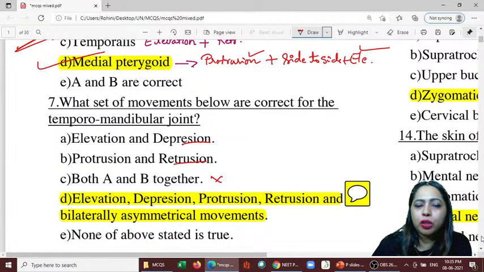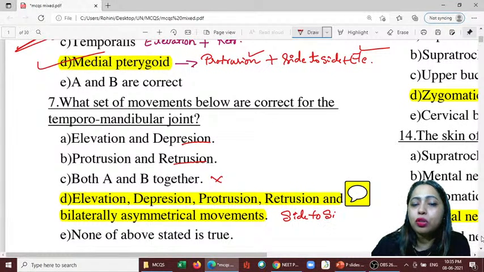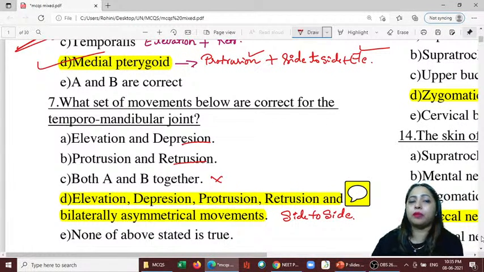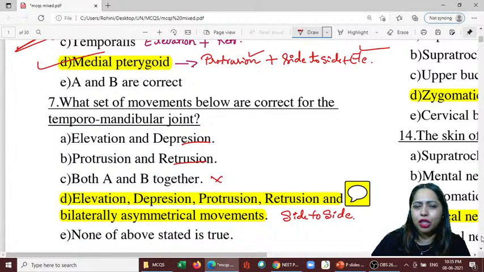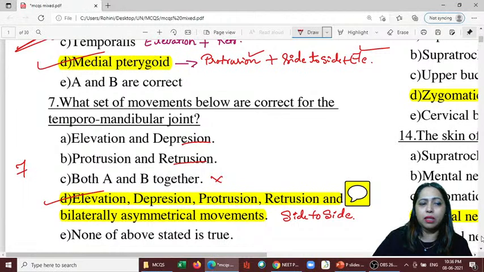Elevation, depression, protrusion, retrusion, and bilaterally asymmetrical movements. So asymmetrical movements are side to side movements. So this is also part of the TM joint. It is not just one action that it is doing. It is not just doing elevation and depression. It is doing so many actions together. So the answer is 7D.